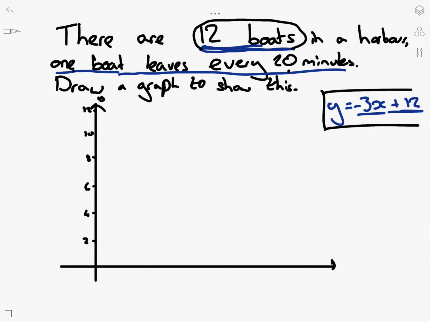And then on here, so here's the number of boats. I forgot to label the axis. And here's going to be time. So you could go up in 20 minutes if you wanted. You could go 20, 40, 1 hour, so 60. Or you could just go up in hours.